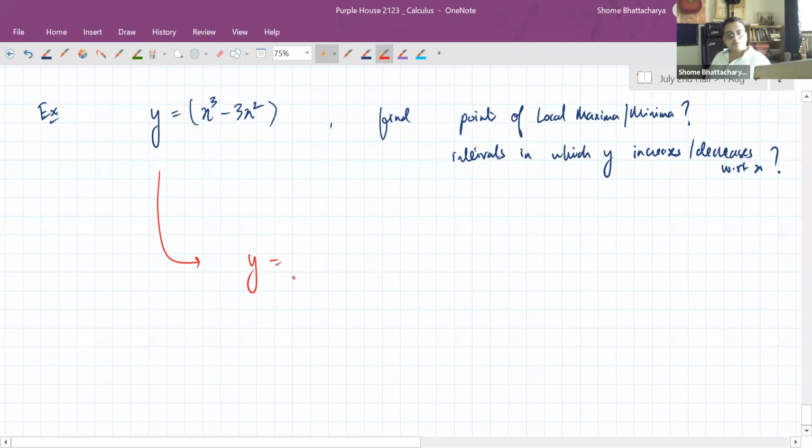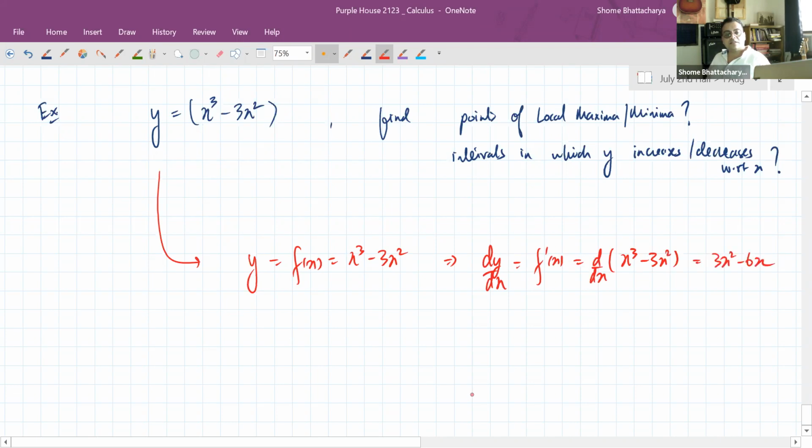So given the function x cube minus 3x square, the first step is to differentiate it and find the derivative. So the derivative of the function is the differentiation of x cube minus 3x square. So that is 3x square minus 6x. Okay. So we can write the derivative by doing a bit of factorization here. I'll write it like this.